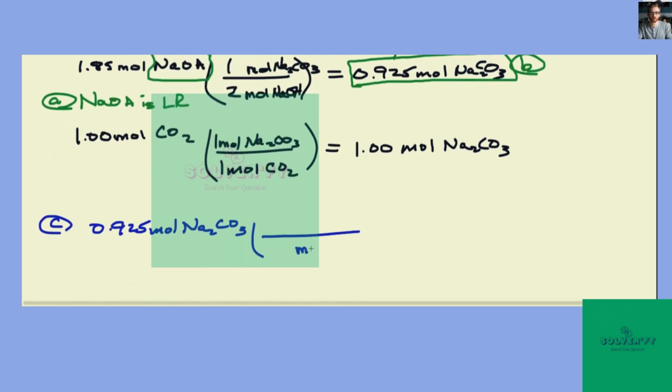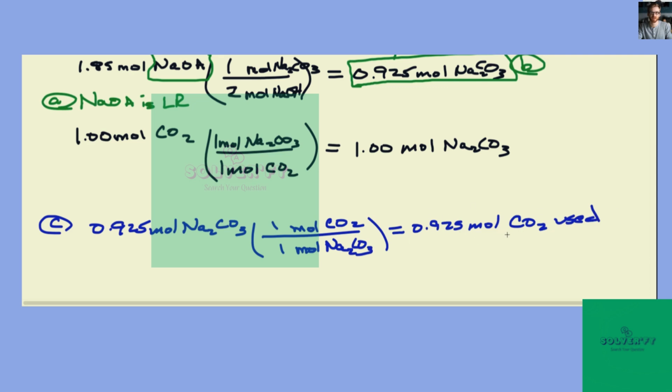Now, remember, the one that you want to get rid of goes on the bottom. Here we want to get rid of Na2CO3. We want to know about CO2. The mole ratio is 1 to 1. So this means that we would use 0.925 moles of CO2. That's not how much is left over, though.